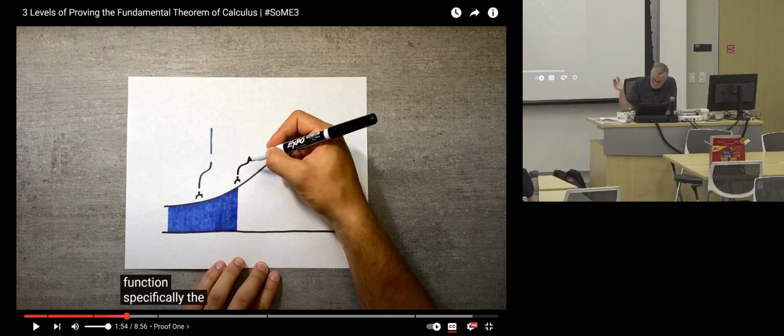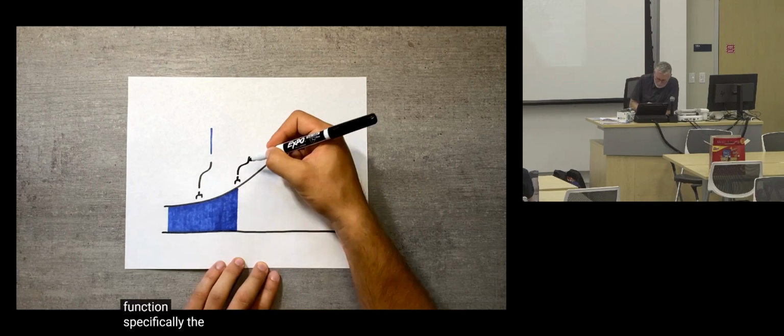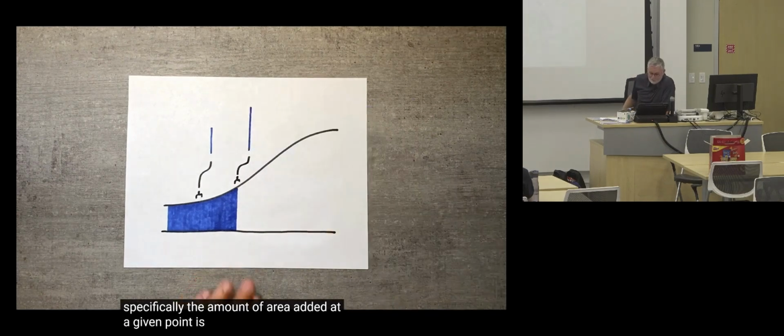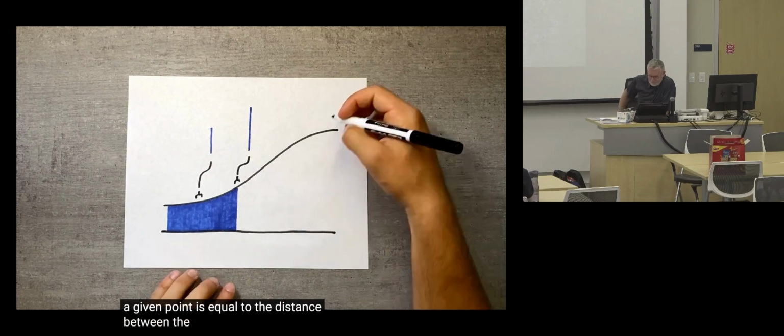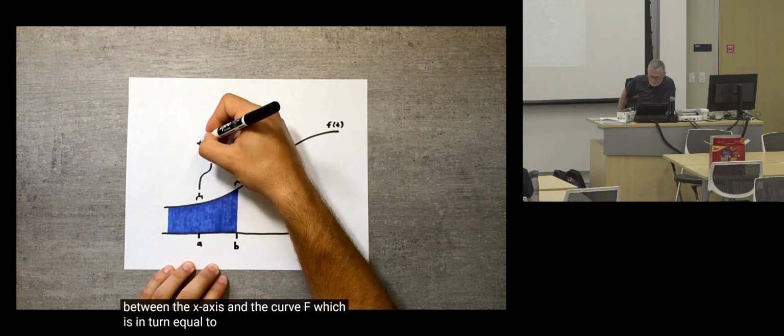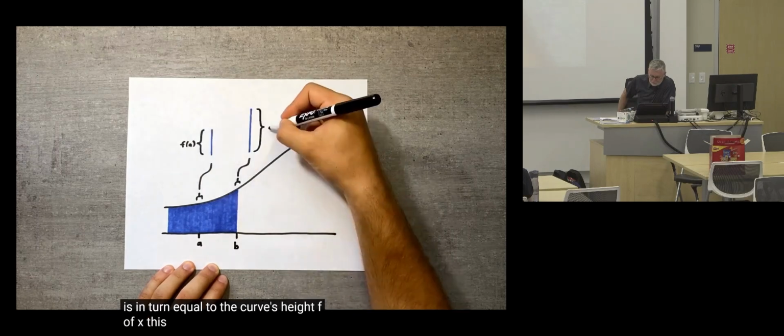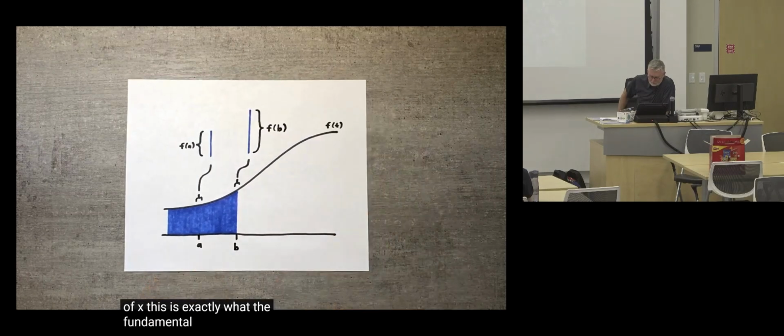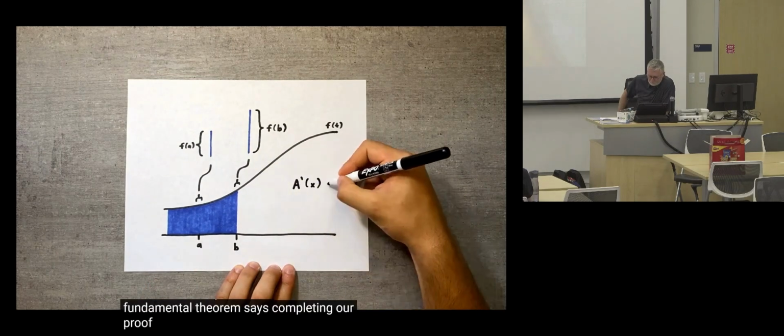Let's see if we are convinced by this. This is level 1, the junior high level proof. Let's just see, are we convinced by that? The rate of change of area at a given point is equal to the distance between the x-axis and the curve f, which is, in turn, equal to the curve's height, f of x. This is exactly what the fundamental theorem says, completing our proof.